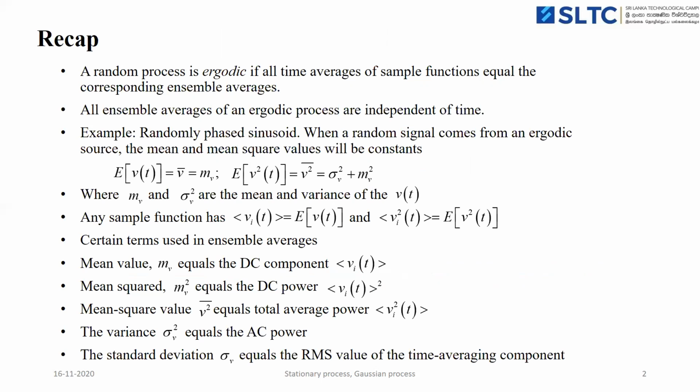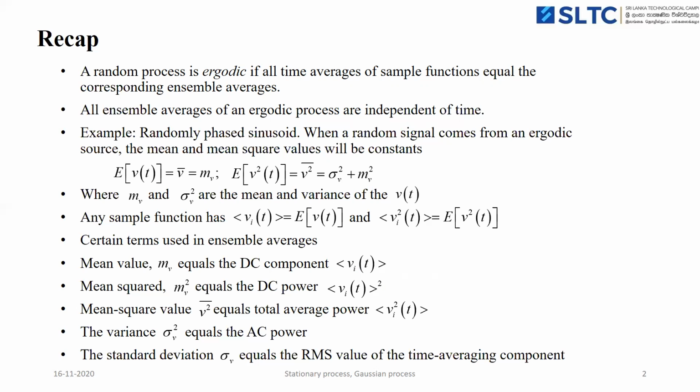A random process is ergodic if all time averages of the sample functions equal the corresponding ensemble averages. This is a very important condition to check whether the given random process is an ergodic random process. It means we find the time average of the sample function, and if it equals the ensemble average of the random process, then the given random process is called an ergodic random process.